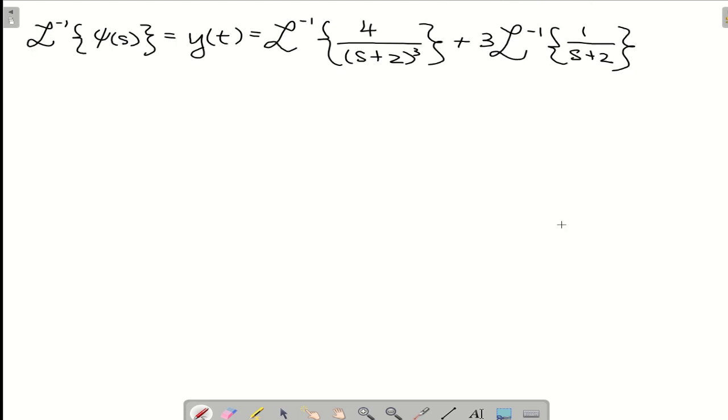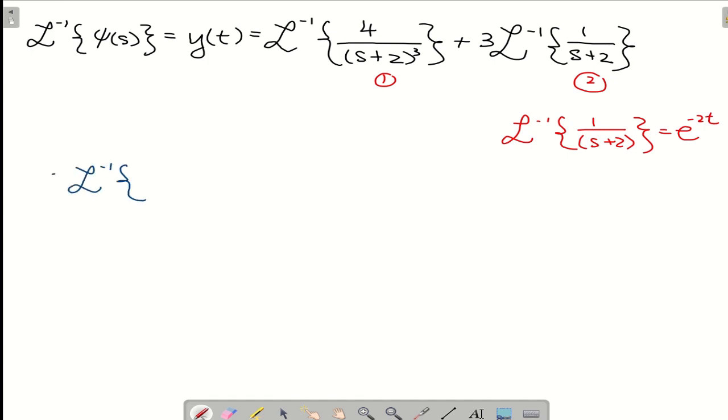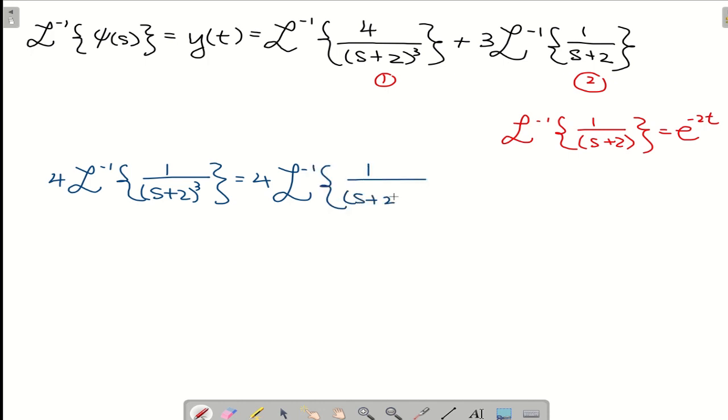Okay, now we try to solve these two terms here, term 1 and term 2. The term 2 is easy, right? The inverse Laplace transform of 1 over (s plus 2) is equal to e to the power of minus 2t. But how about this term? We take this 4 out: 4 times the inverse Laplace transform of 1 over (s plus 2) to the power of 3. And we know that to the power of 1 is e to the power of minus 2t.